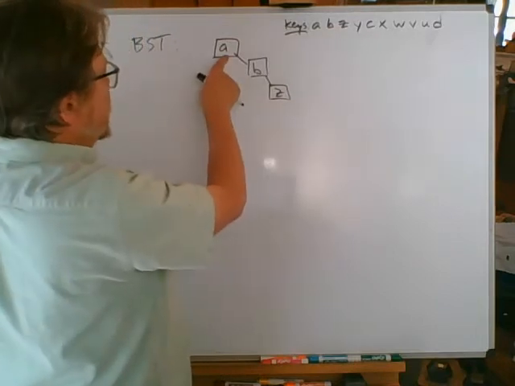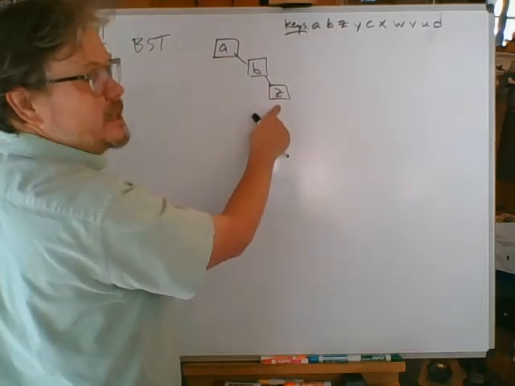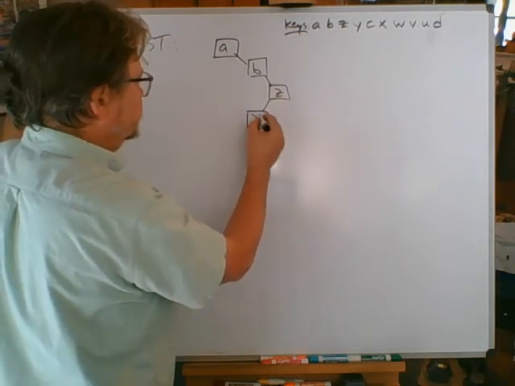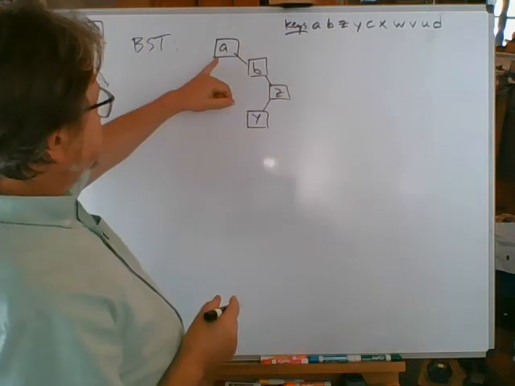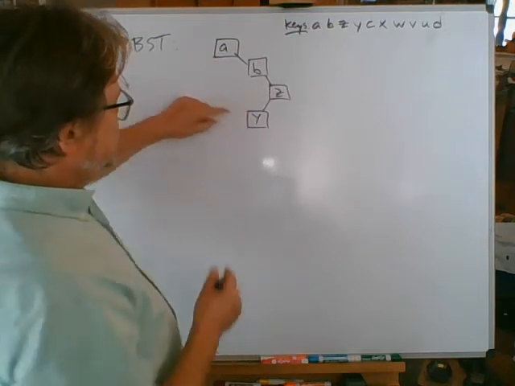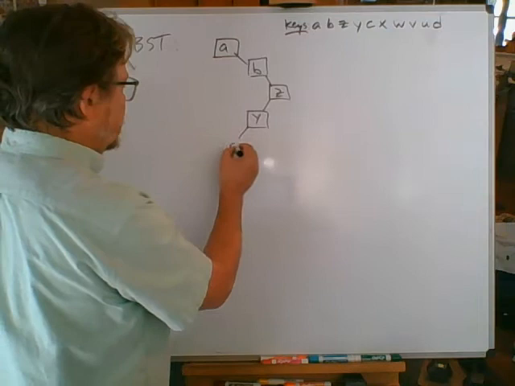Y. Y is greater than A, greater than B, but it's less than Z, so it will come back to the left from Z. Then C. C is greater than A and greater than B, but it's less than Z and less than Y, so it will be to the left of Y.